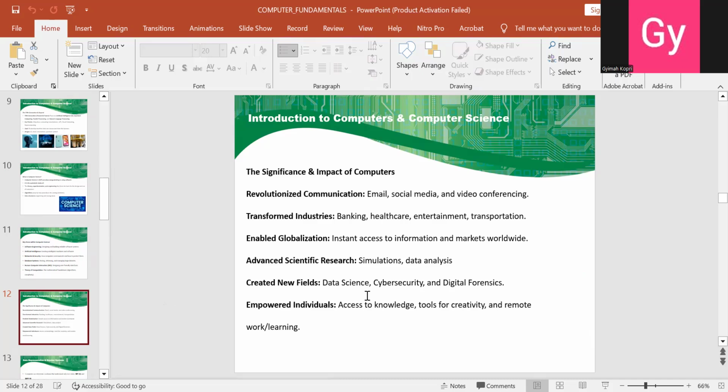Then it empowers individuals, access to knowledge. So today you can get knowledge from sites on the internet. Gone are the days you'd be asking people about how to do certain things. But today you just go online, you search, then get it. Tools for creativity and remote work and learning. You see, I can be somewhere and I can be teaching you at the same time. Yes, and today look at what we are doing. I'm just going to do this and I'll give it to you remotely.